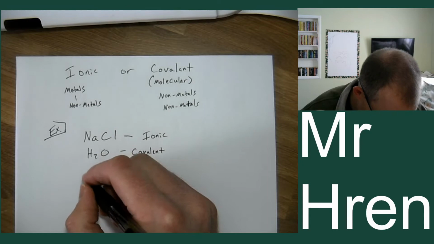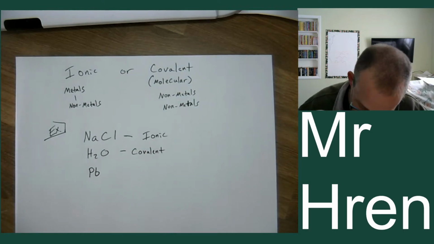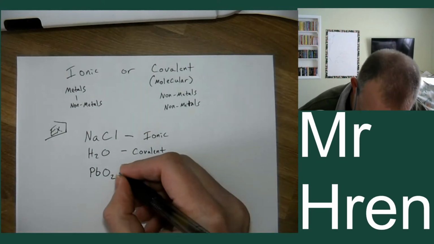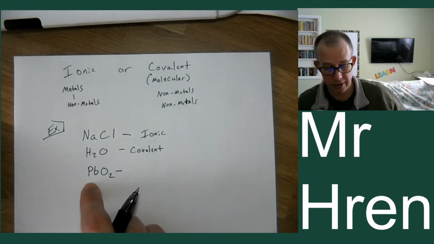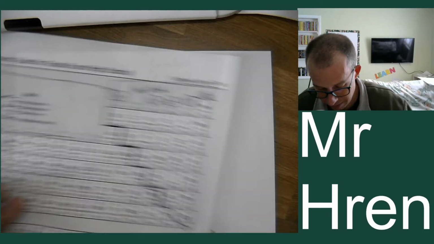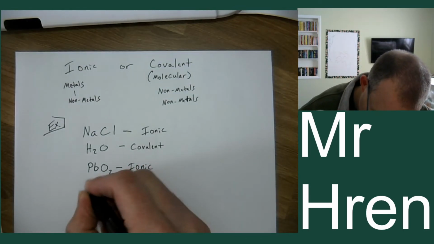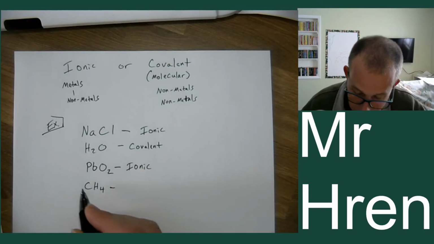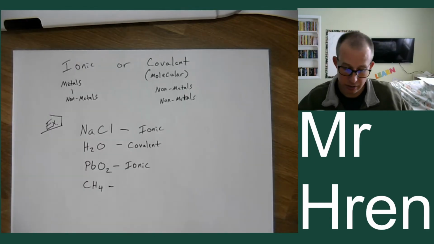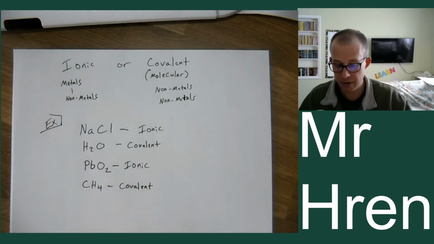Another example, let's look at PbO2, lead oxide. Lead's obviously a metal. If you look at the table, lead is actually close to the right, but it's still to the left of the line, so lead's a metal. Oxygen is obviously a nonmetal. That makes this ionic. One other example, let's look at CH4, methane. Carbon is a nonmetal. Hydrogen is a nonmetal. So that's covalent. And that's all you're expected to do today: just identify whether they're ionic or covalent.